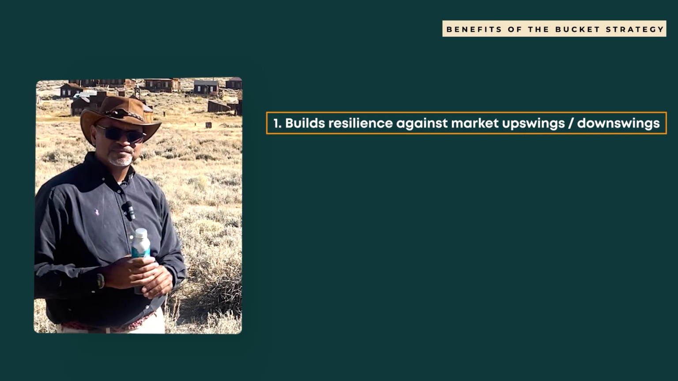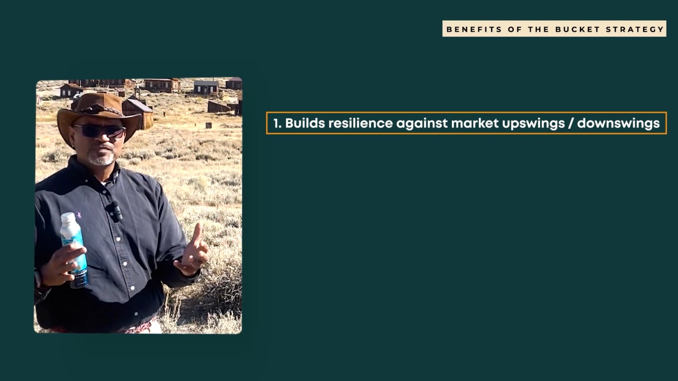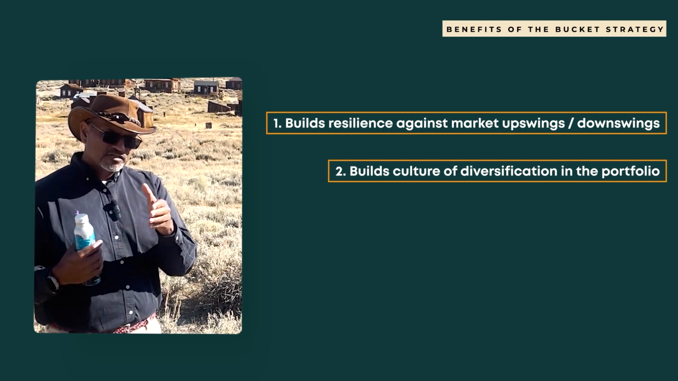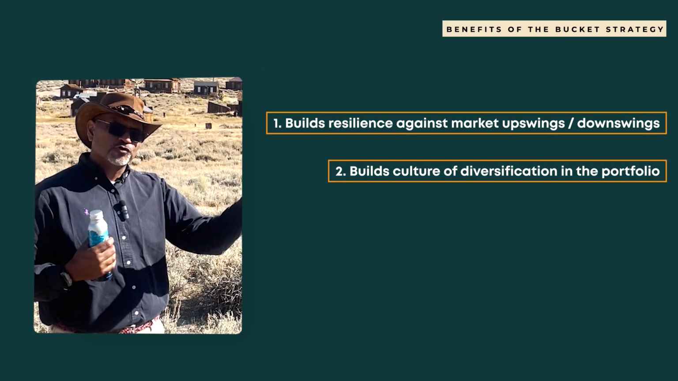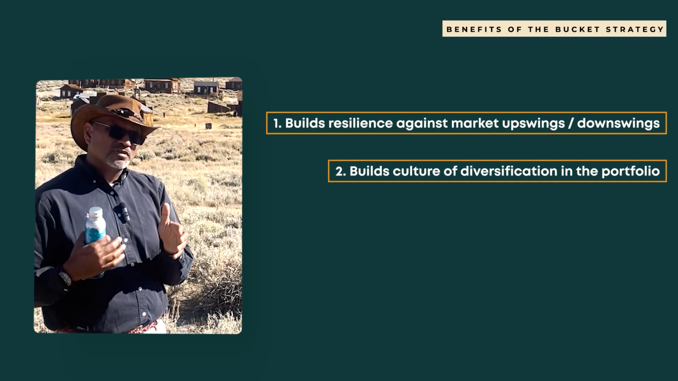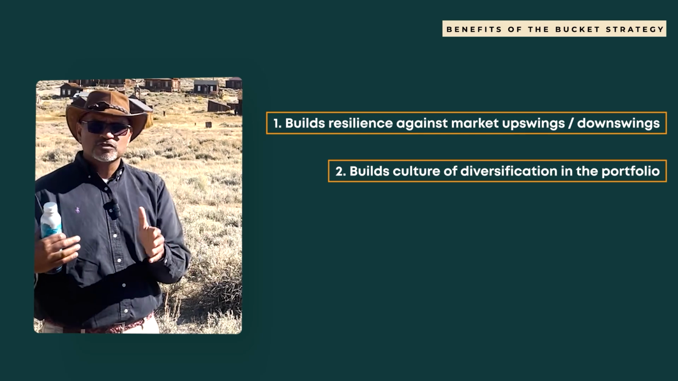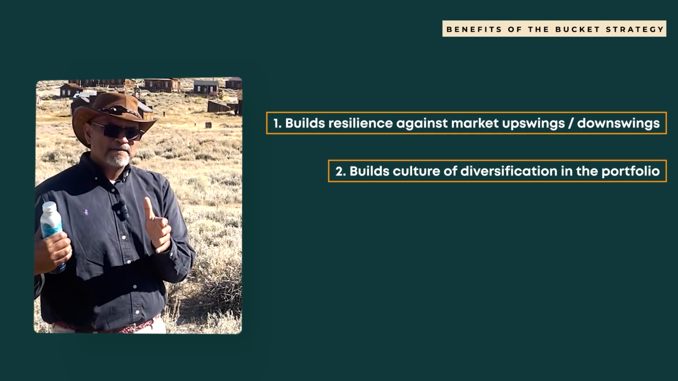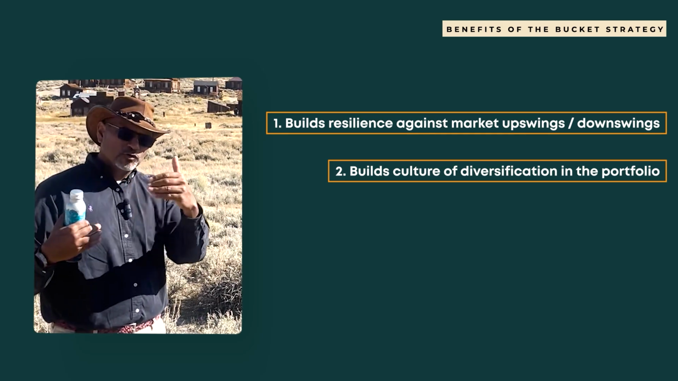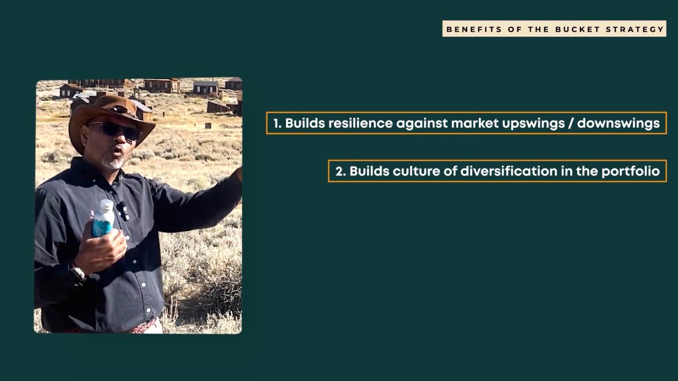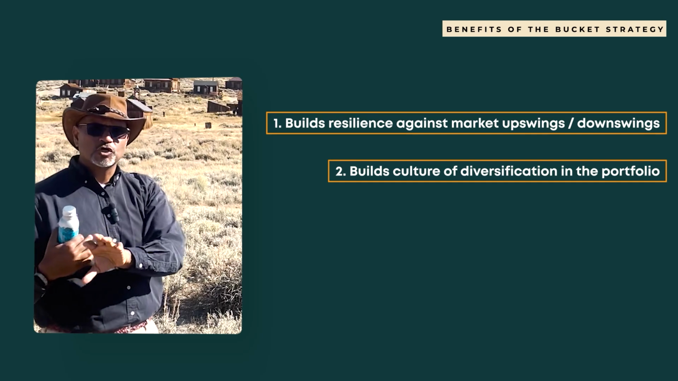So this is how you are a lot more resilient and not really emotionally tied to the market upswings and downswings. Reason number two is that it creates a culture of having different types of investments in your portfolio. Because, for example, if you only have real estate in your portfolio and your portfolio is totally asset heavy, then when you look through the bucket strategy lens, you can say, hey, that's all for long term. I don't have anything for short term or medium term.